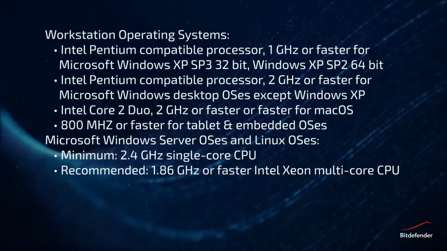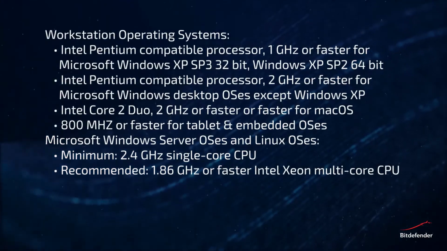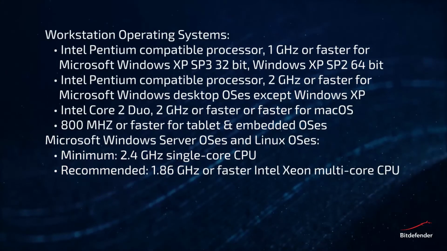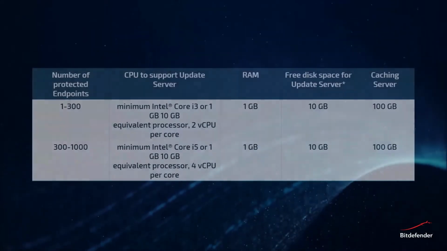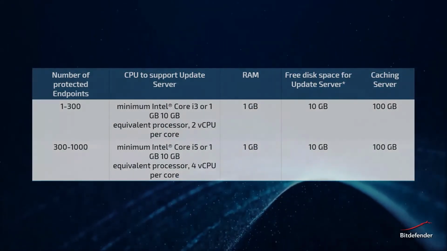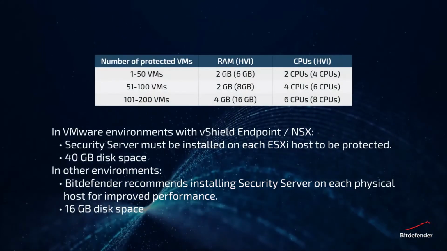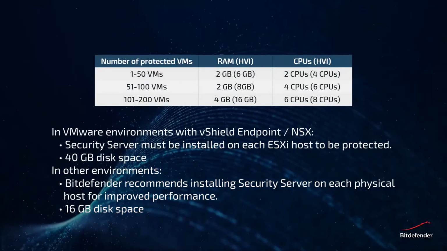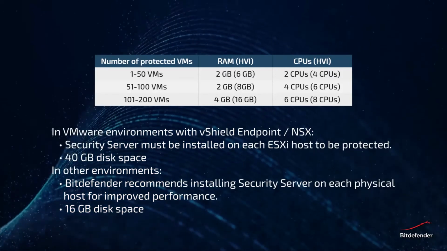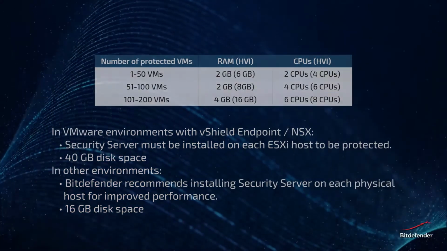Workstations and servers must comply to these hardware requirements, in order to install Endpoint Security Client on them. These are the recommended requirements for BEST with relay role. Depending on the number of protected VMs, there are different requirements for the security server to function properly. These refer to CPU, RAM, and disk space.